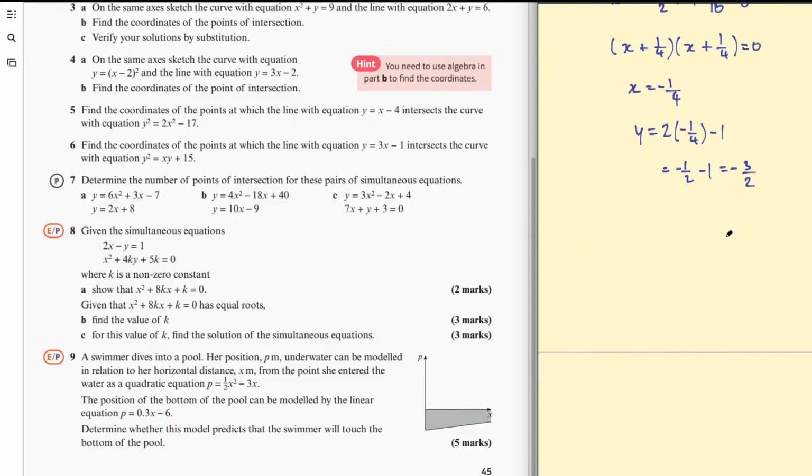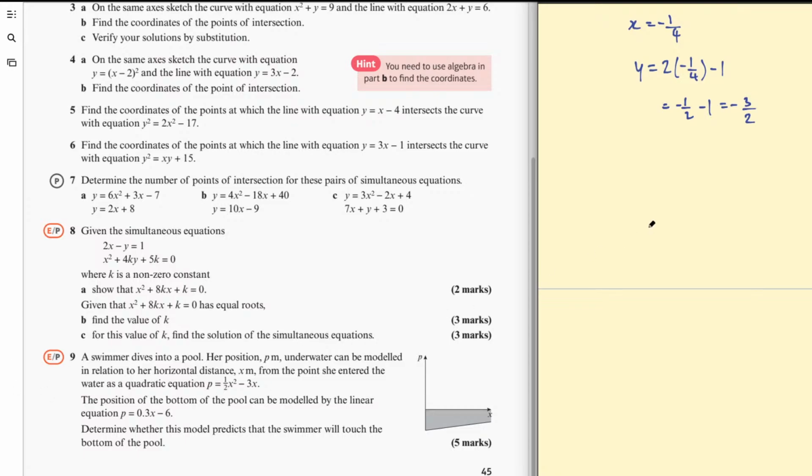And I'll check all of these in a minute. I just want to finish off question 9. Question 9 says a swimmer dives into a pool. Her position p meters underwater can be modeled in relation to her horizontal distance x meters from the point she entered the water as a quadratic equation. P equals half x squared take 3x. The position of the bottom of the pool can be modeled by the linear equation p equals 0.3x take 6. Determine whether this model predicts that the swimmer will touch the bottom of the pool.